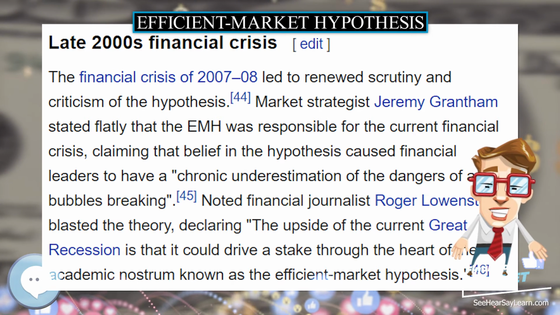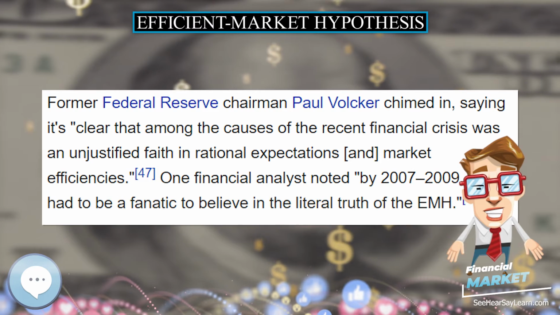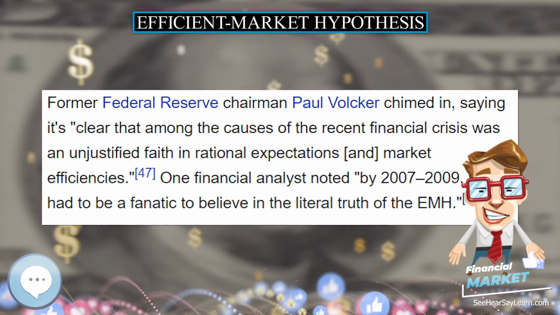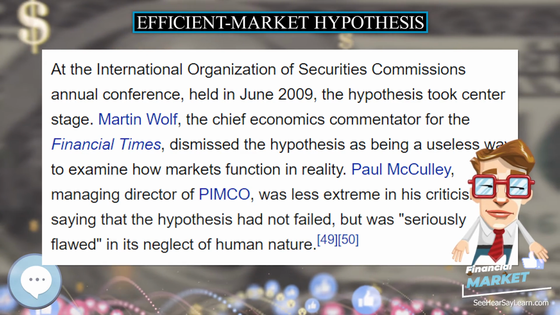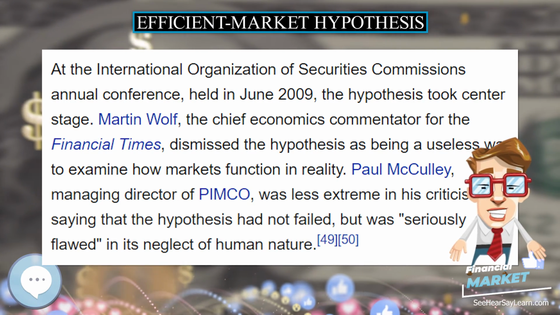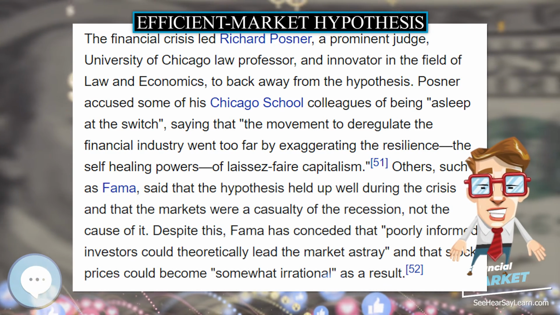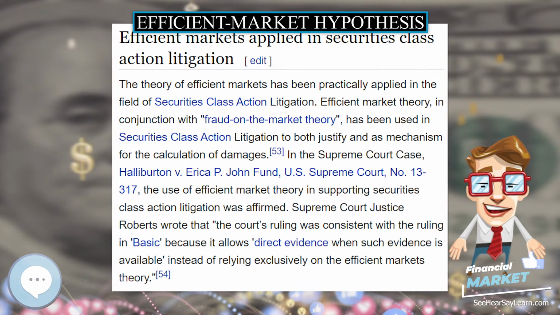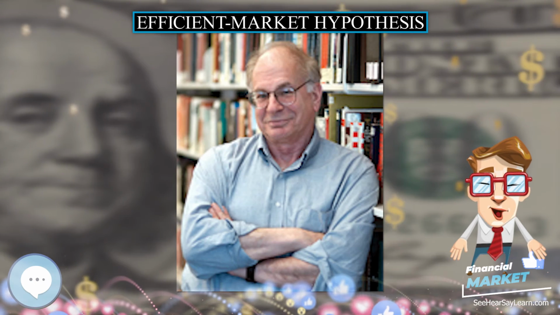Late 2000s financial crisis. The financial crisis of 2007-08 led to renewed scrutiny and criticism of the hypothesis. Market strategist Jeremy Grantham stated flatly that the EMH was responsible for the current financial crisis, claiming that belief in the hypothesis caused financial leaders to have a chronic underestimation of the dangers of asset bubbles breaking.